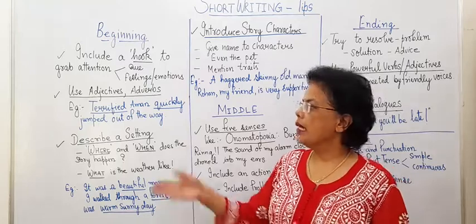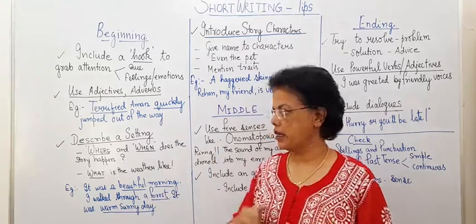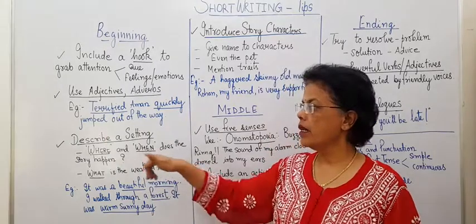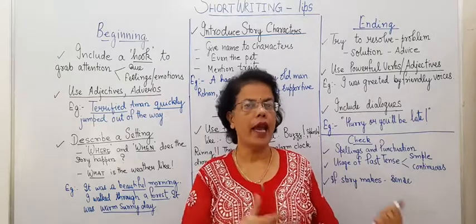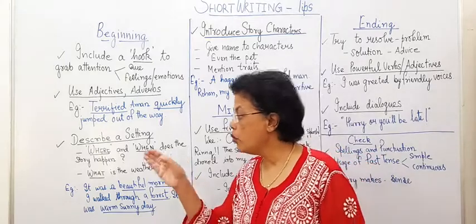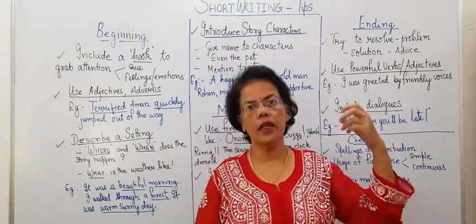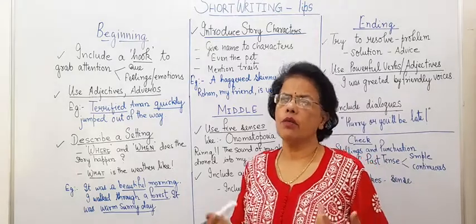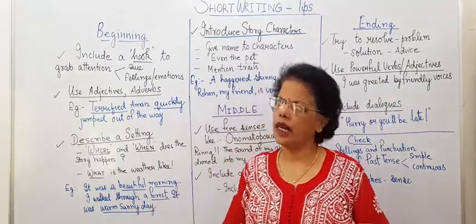Fine. So describe a setting means the place where this story or the incident took place. That is where and when. Where and when does the story happen? Setting answers two questions: where and when this story happened. Next, you can describe what the weather is like. Was it a sunny day? Was the sky overcast? All these things to describe the weather. It was a warm morning, it was drizzling, it was raining heavily, likewise.